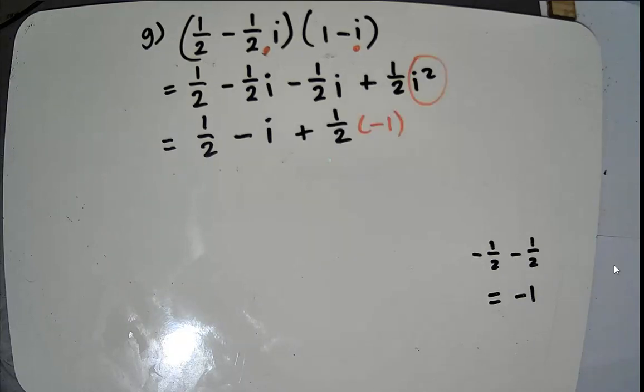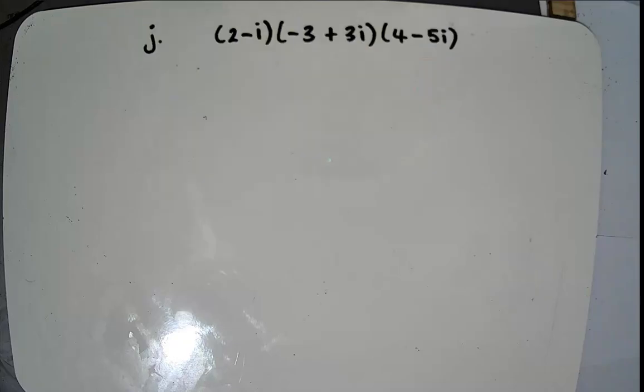Plus, so where we see I squared, we can substitute minus 1. So a half times minus 1 will give us a minus half. So a minus half plus half will give us 0 minus I. Does that make sense? That's our final answer.